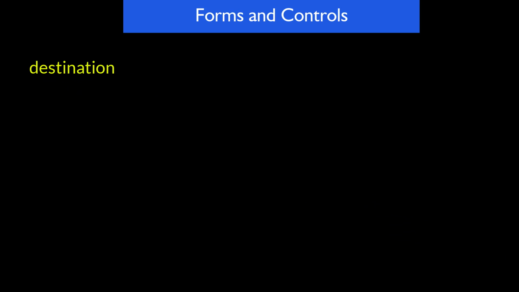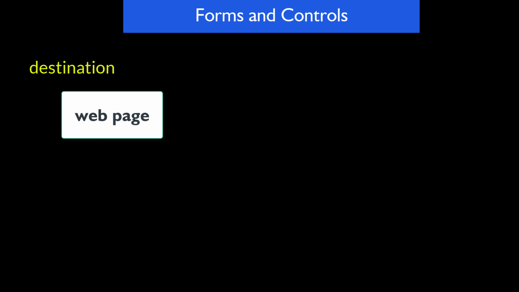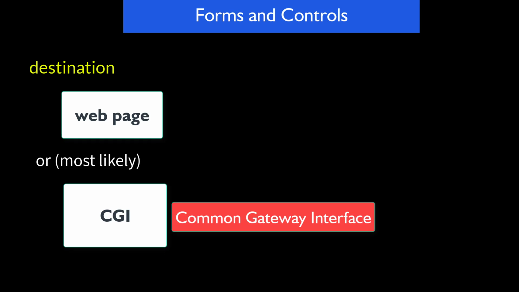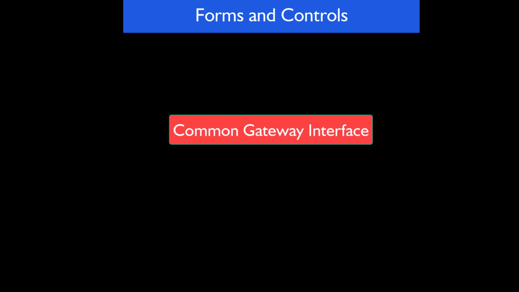Although the destination could be another web page, it is almost always sent to a program on the server. And this program is called a CGI program, or often just a CGI. CGI stands for Common Gateway Interface. The name comes from the fact that originally this was thought of as a common interface between clients and web page servers and database servers, a gateway.